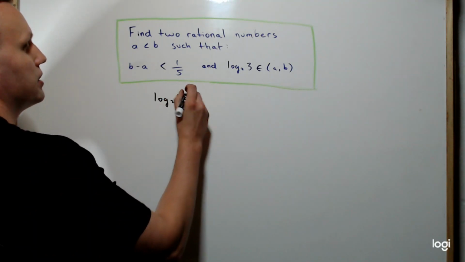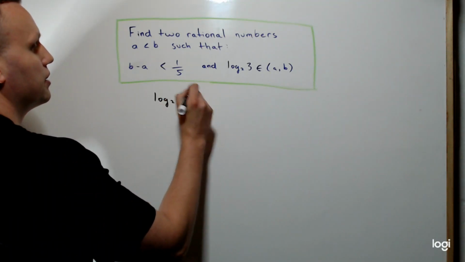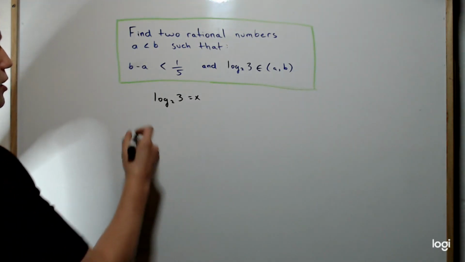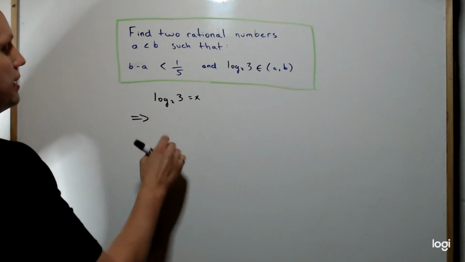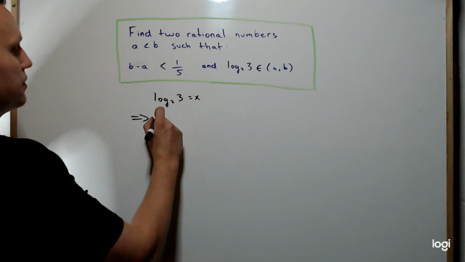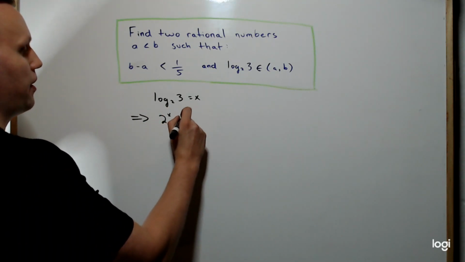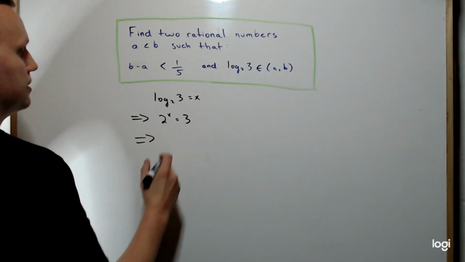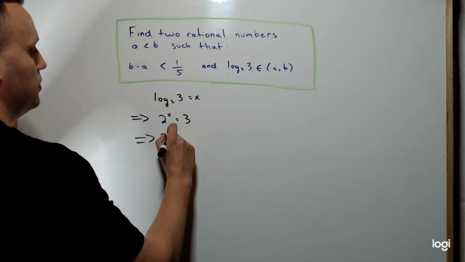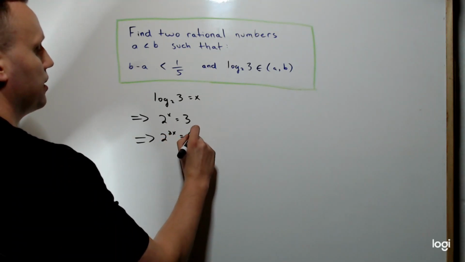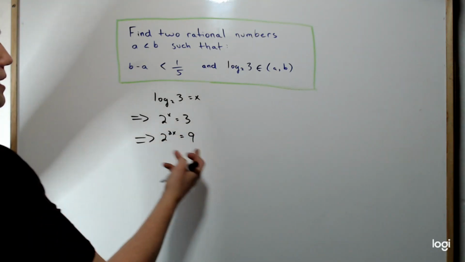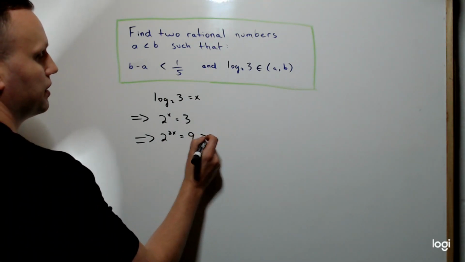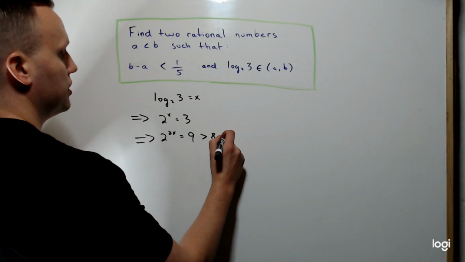Let's let the log base 2 of 3 equal x for now, since we don't know what it's equal to numerically. What that reads like is that 2 to the x is equal to 3. Now, you can square both sides and get 2 to the 2x is equal to 9. The reason I did that is because 9 is strictly greater than 8, which is equal to 2 to the 3.